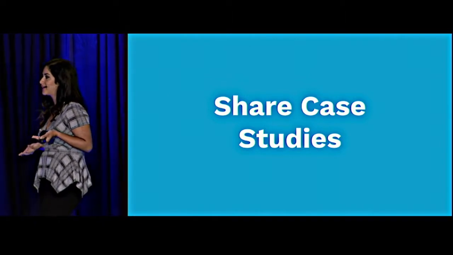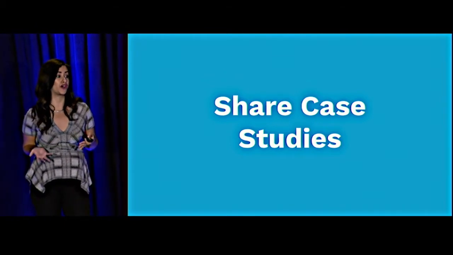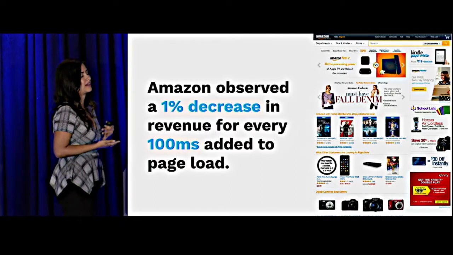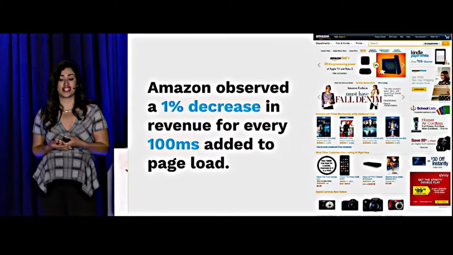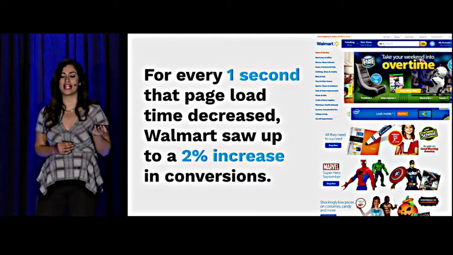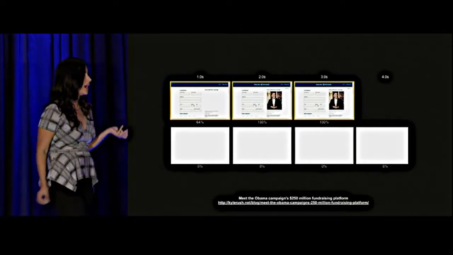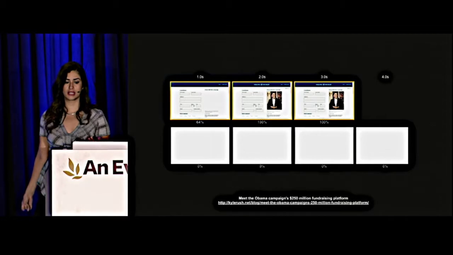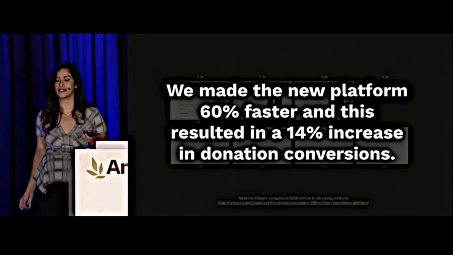Another thing that I found helpful was to share case studies of companies that have been doing good work with performance and seeing a good return on investment from it. A lot of clients are redesigning because they want to make more money or get more conversions or reach more users. So talking about how Amazon saw a 1% decrease in revenue for every 100 milliseconds that they added to page load, or how Walmart saw a 2% increase in conversions for every second that page load time decreased. And Kyle Rush, a dev on the Obama campaign, blogged about how improving performance improved donations. He said they made the platform 60% faster, and this resulted in a 14% increase in donation conversions.